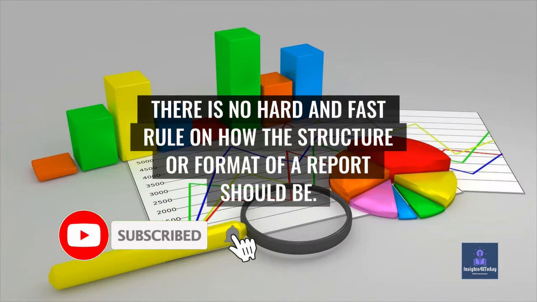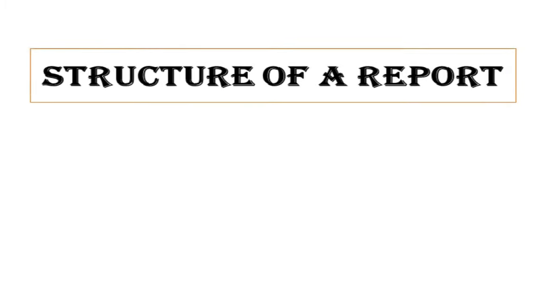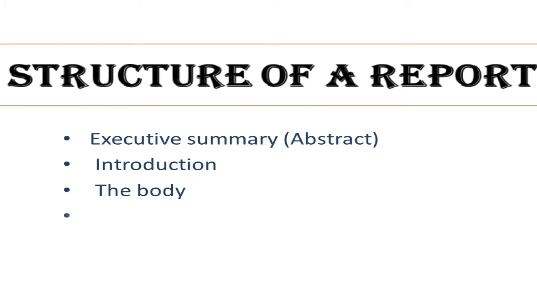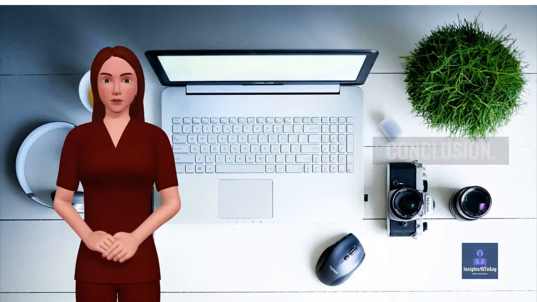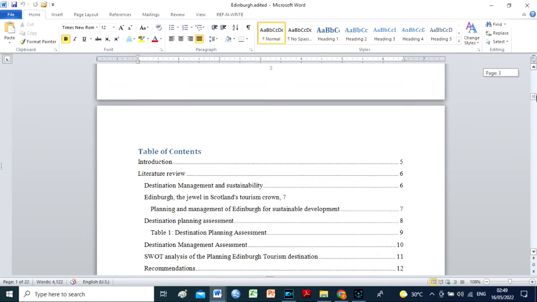There is no hard and fast rule on how the structure or format of a report should be. However, all reports must have an executive summary, that is like an abstract, an introduction, the body, and of course recommendations and conclusion. Meanwhile, don't forget that an academic report must have a title page, table of content, headings and subheadings, citations and a bibliography.